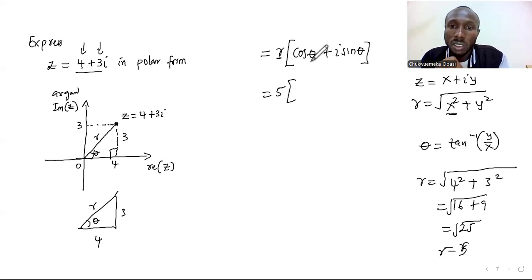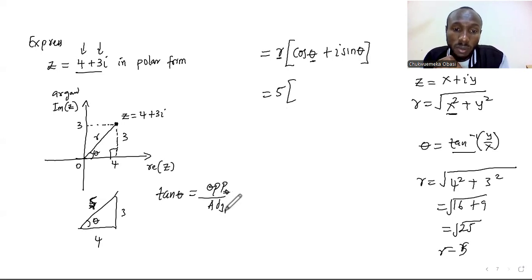Now the next thing is to get the theta. If here is 5, you know from your normal trigonometry, you can use any of the trig functions. It must not only be tan, you can use any of them. But maybe we want to use tan. Tan theta is going to be what? The opposite of theta over the adjacent of theta, right? What's the opposite of theta? The opposite of theta is 3. What's the adjacent of theta? That is 4. And theta itself is going to be the tan inverse of 3 over 4, right?